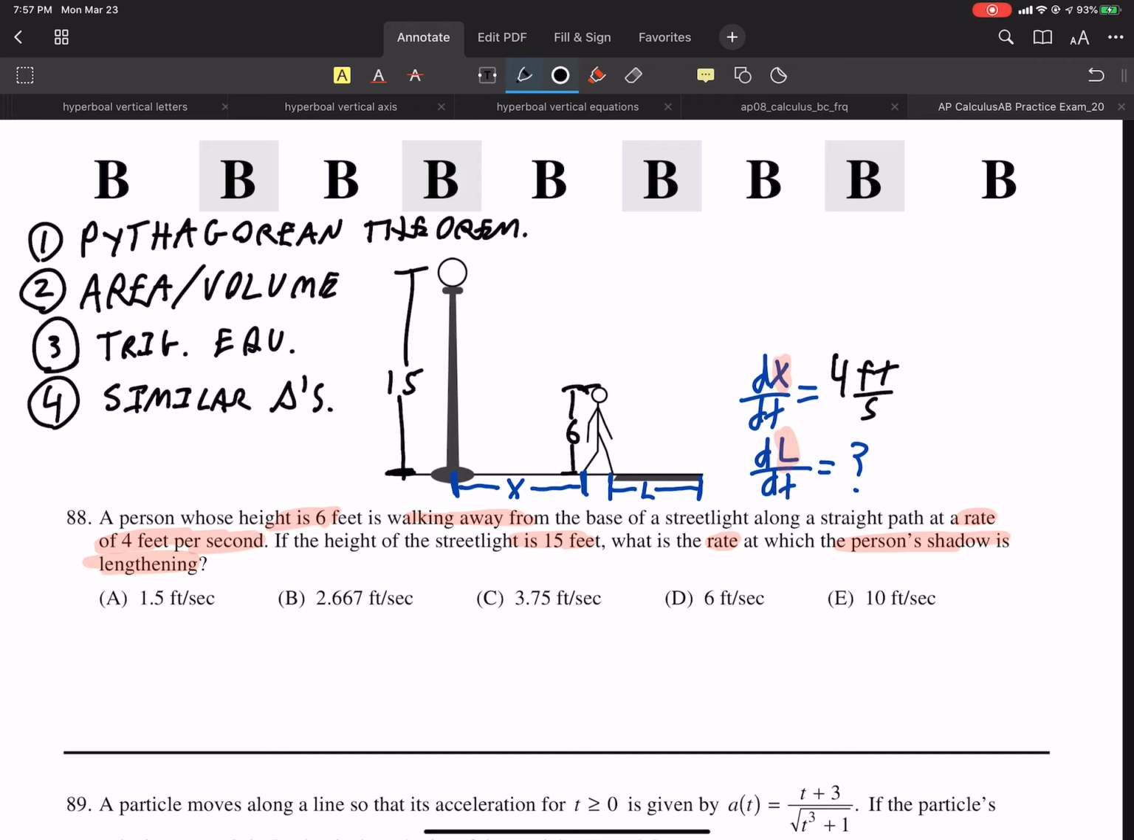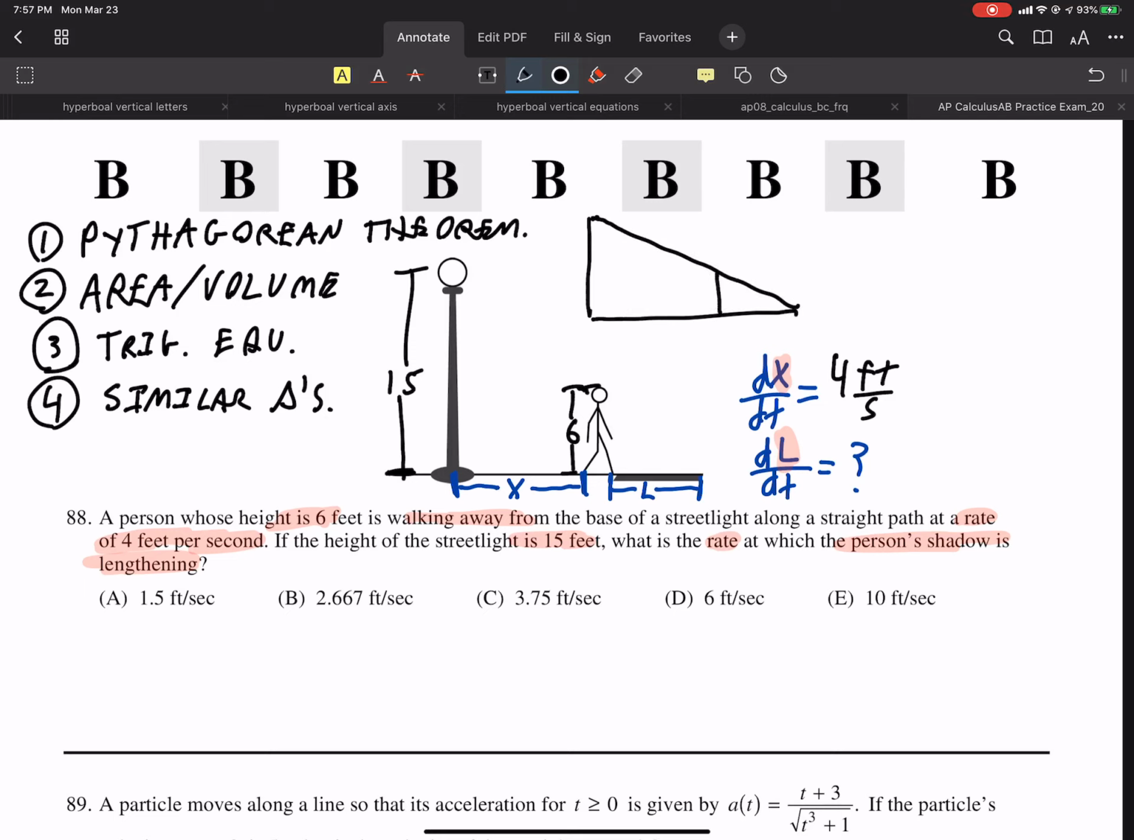All right, so if you look at this problem and try all your different options, you will see that Pythagorean theorem is not going to get you anywhere. It's not an area or volume situation. Trig, we don't have any angles, so that's not going to help us. It's going to be similar triangles. And so let me draw the situation here.